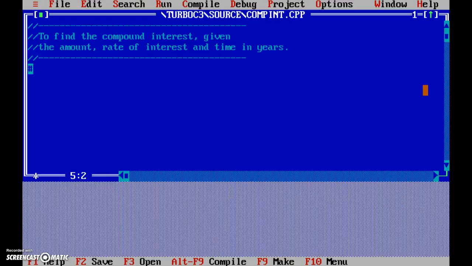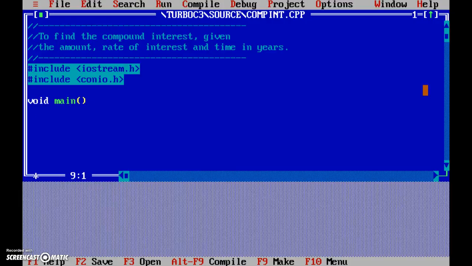Okay, so #include <iostream.h>, #include <conio.h>, void main. Okay, so now we need to initialize the variables.